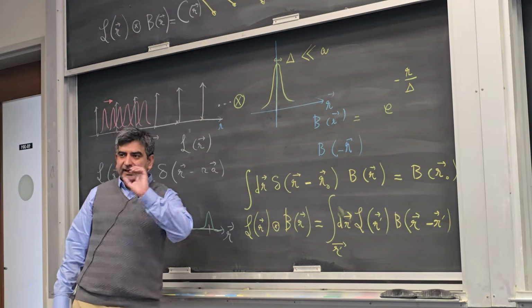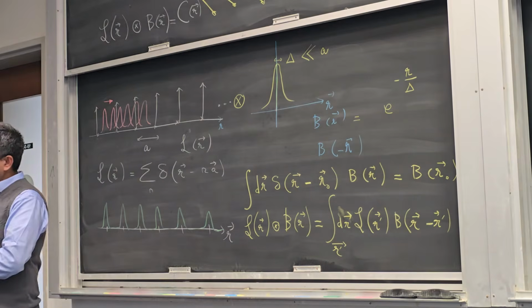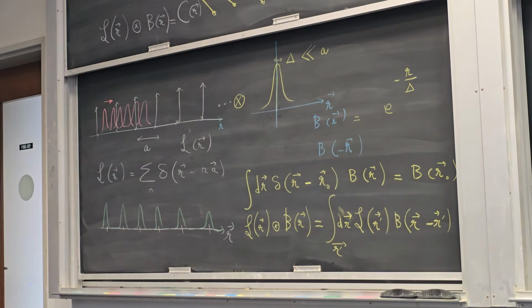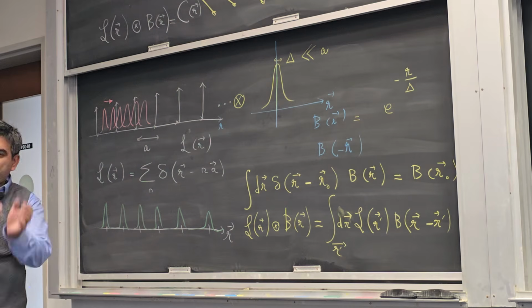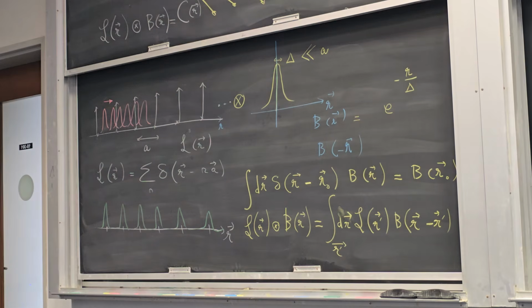So any crystal structure is formed with a convolution of a basis function or a motive function with a lattice function. The lattice function tells you where to place the motive, and the convolution takes the motive and puts it on each point of the lattice.